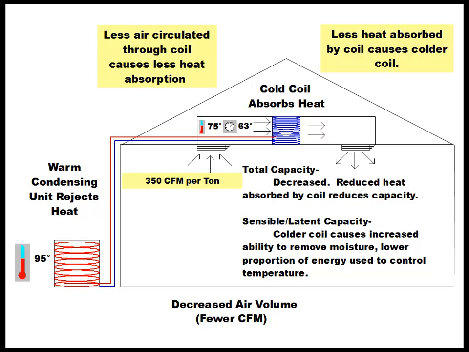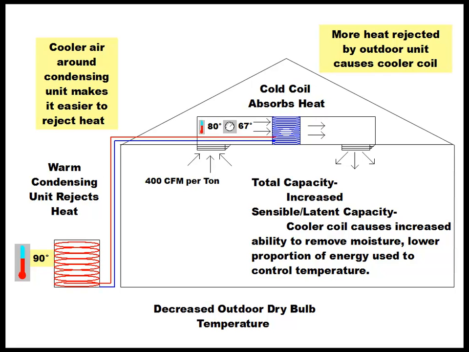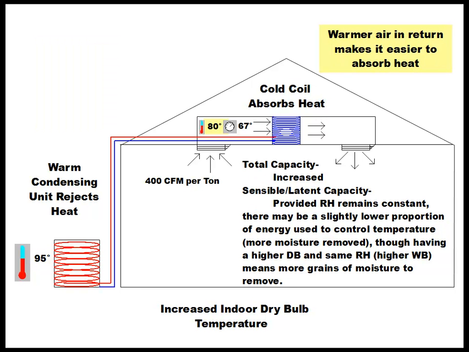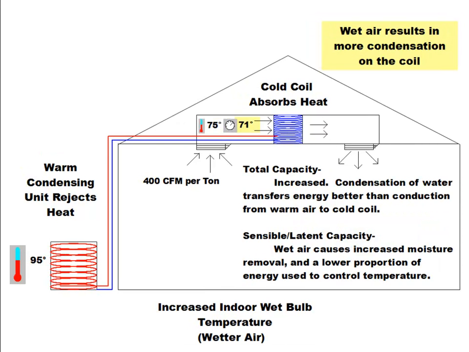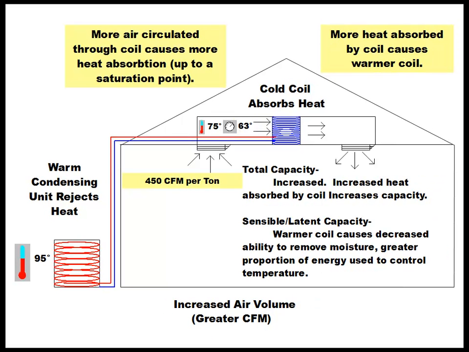And as you might suspect, the opposite of all these things is true. If you decrease the outdoor dry bulb, it increases both the total and latent capacities of the system. If you increase indoor dry bulb temperature, it will increase capacity, though at a certain point, increased discharge temperatures would certainly cause comfort issues. An increased indoor wet bulb would increase total capacity and latent capacity, though again, at a certain point, the system would not be maintaining its targeted relative humidities. These are not all good things. And an increased air volume would increase the total capacity up to a saturation point, while decreasing the proportion of the system's energy spent on dehumidification, meaning it does more temperature control, less moisture removal.